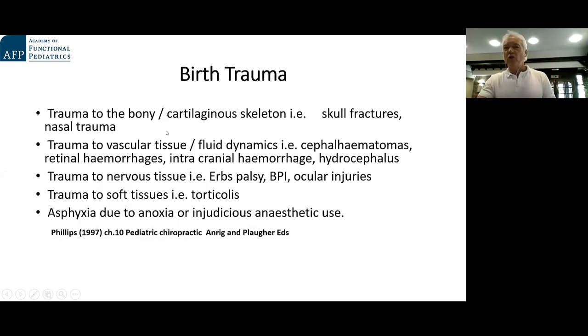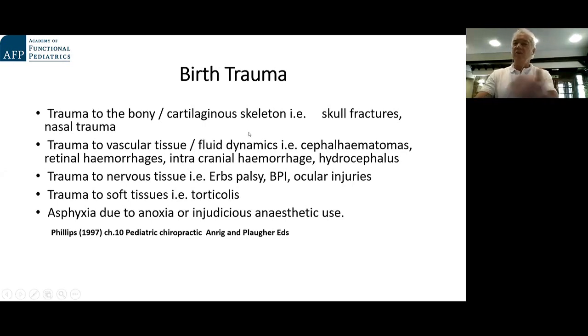So what is the trauma? Trauma to the bony or cartilaginous skeleton: skull fractures, nasal trauma, we see these quite regularly. Trauma to vascular tissue, fluid dynamics, things like cephalhematomas. And I'm going to tell you, with cephalhematomas, there is between 11 and 24% association with depressed skull fracture under a cephalhematoma. So you need to be able to recognize one of those, particularly with a very young baby, and know that you need to treat it as if there is a depressed skull fracture underneath it.